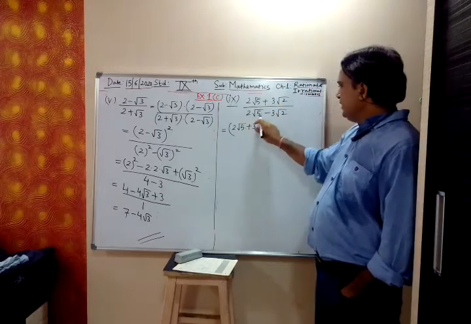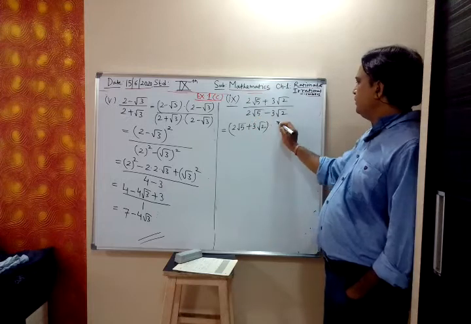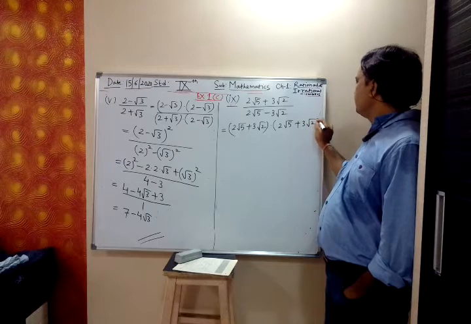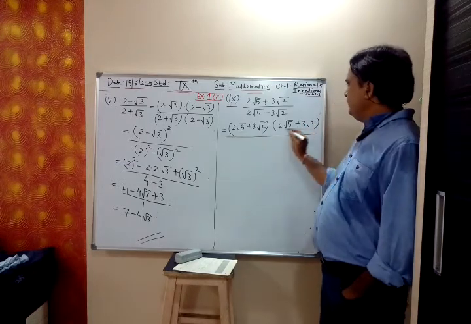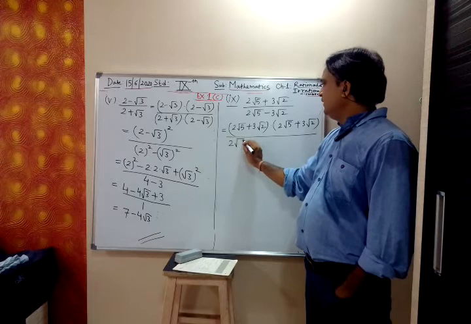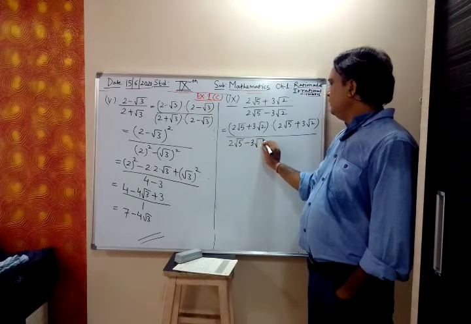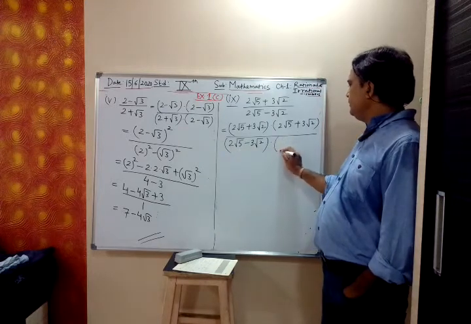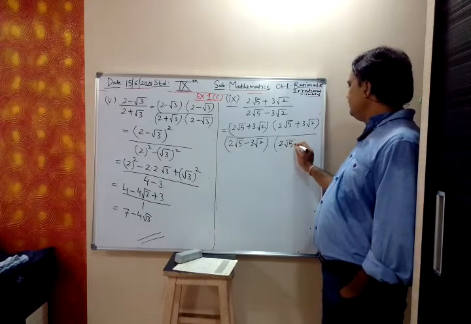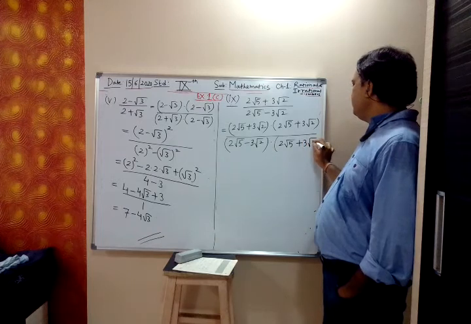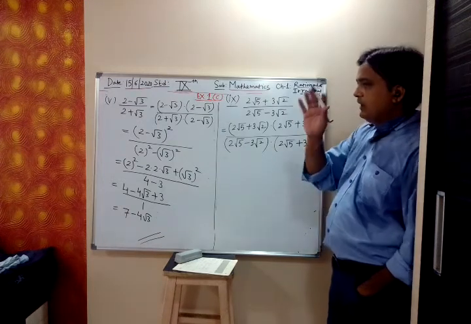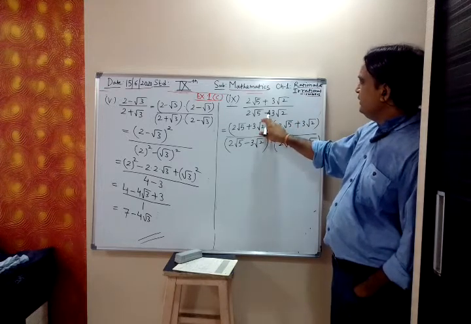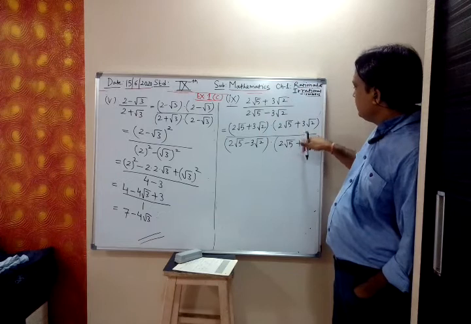So we multiply by the rationalizing factor, 2 root 5 plus 3 root 2 in the numerator, 2 root 5 plus 3 root 2. The denominator is 2 root 5 minus 3 root 2. Then the rationalizing factor is 2 root 5 plus 3 root 2. The important thing is to multiply numerator and denominator by the same number but opposite in sign. If it is minus, that should be plus.